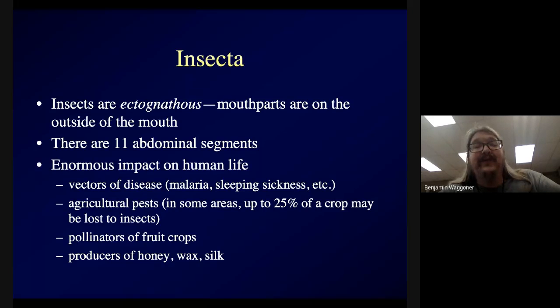On a more positive note, at least from a human perspective, they're important pollinators of a great many plant species, including an awful lot of crops. And of course, they produce honey, wax, silk, things like that. They're even eaten in some areas.